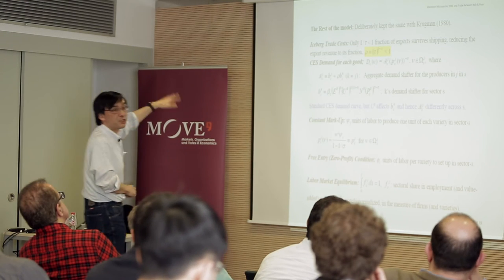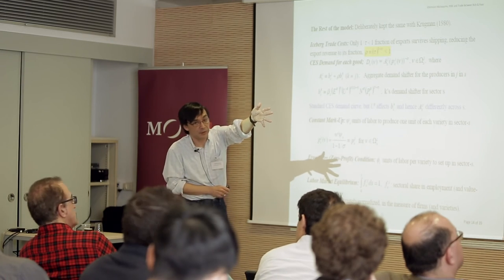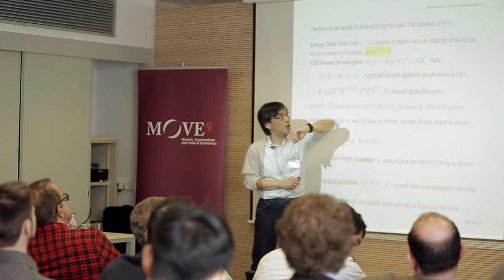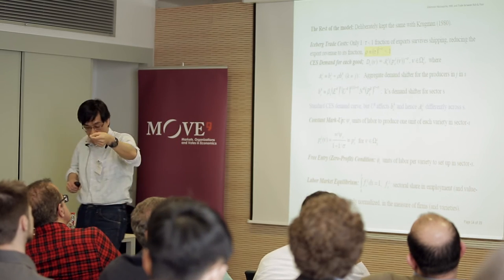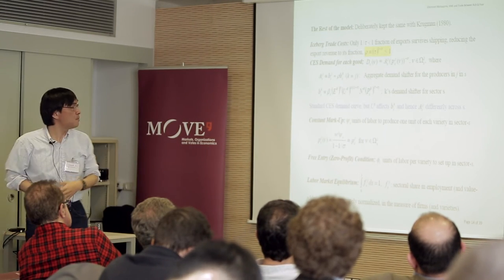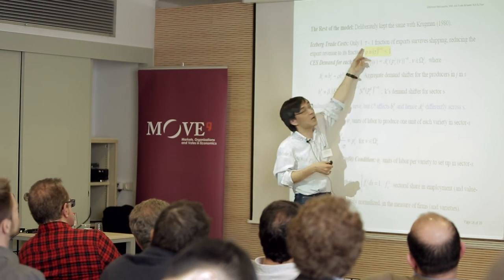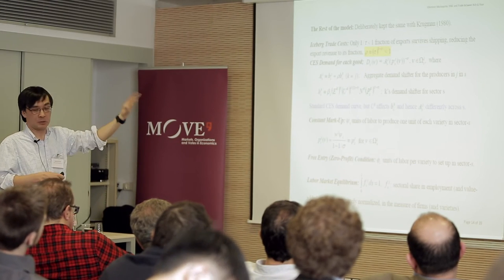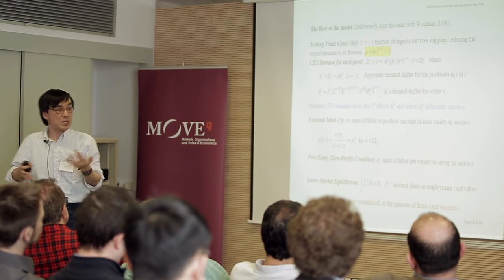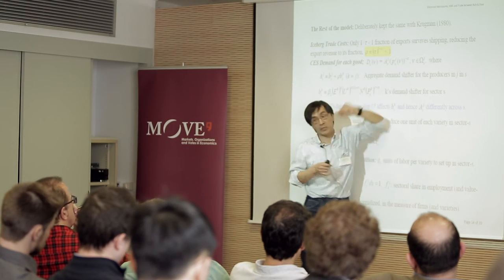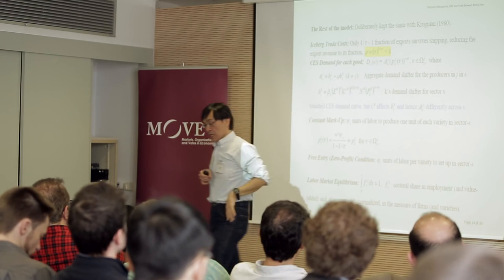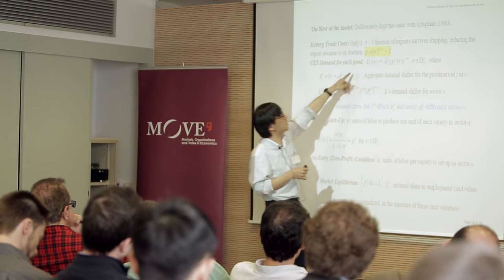Now the rest of the model, I deliberately kept the same as Krugman 1980. There is the iceberg trade cost, so that as you ship your product abroad, a fraction would disappear, and only the one over tau fraction of the export actually survives the shipping. What that means is that your marginal cost goes up by a factor of tau when you try to sell abroad. That increases the price by a factor of tau, but reduces the demand by a factor of tau to the minus sigma, where sigma is the elasticity of substitution of the varieties, and so that has the effect of reducing the revenue from the export by the fraction given by tau.